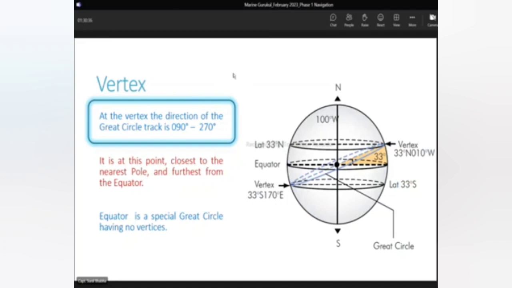Okay, forget about it, beta. You can just forget about this point. This will not be required anywhere. Just let it go. All right, this first point should be clear in your mind. You should always remember that whenever the ship reaches the vertex, the direction of the great circle track is 090/270. That means the great circle track is in east-west orientation when you are at the vertex. So just remember this, and let's proceed ahead.